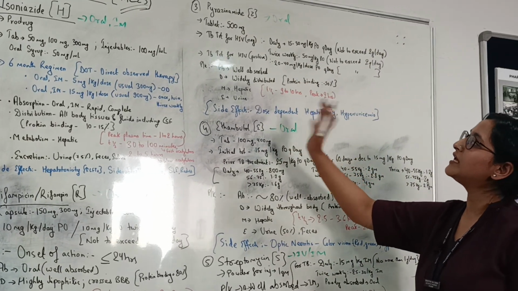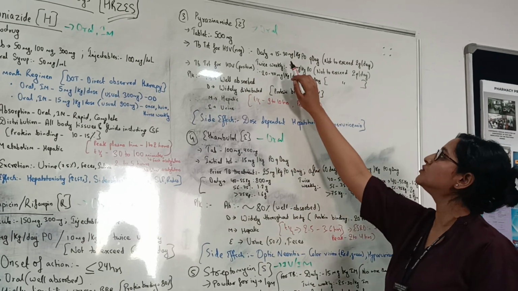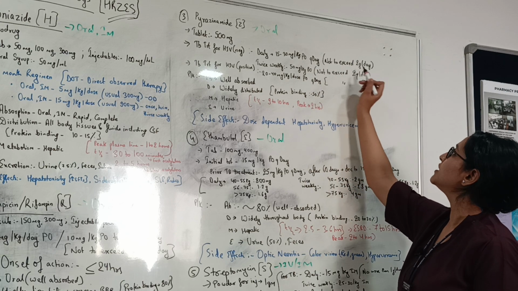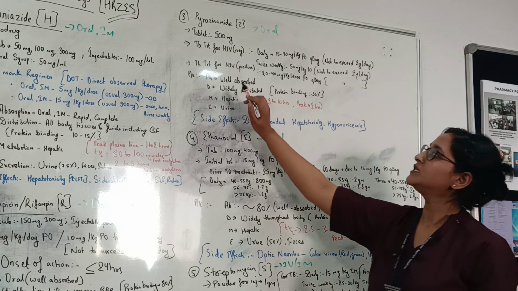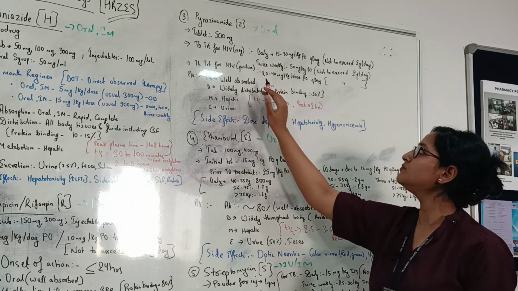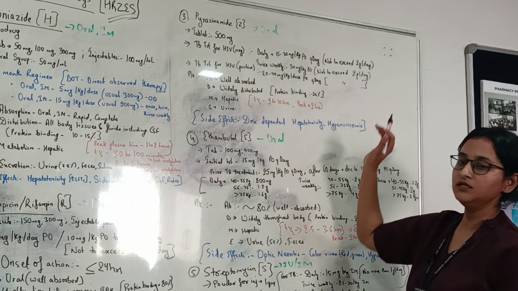In HIV negative patients, the TB treatment daily dose is 15 to 30 mg per kg every day, not to exceed 2 gram. That is for the normal people, and for the HIV positive people, it's 20 to 40 mg per kg per dose, not to exceed 2 gram.